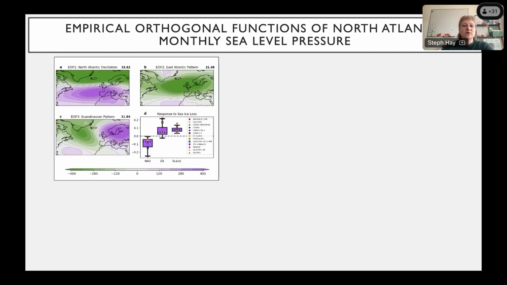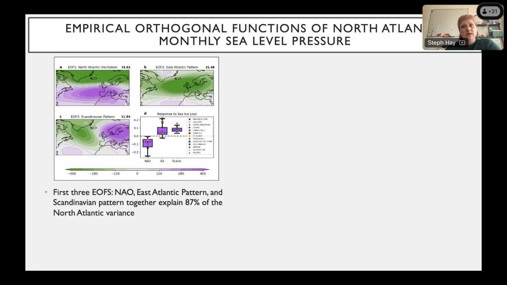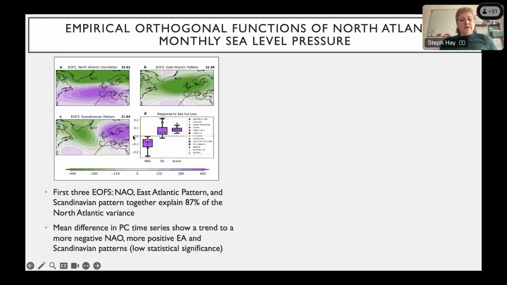So moving on, first we looked at EOFs of North Atlantic monthly sea level pressure. This is an ensemble mean of all the models that participated in PAMIP. And you have the first 3 modes of variability, which are the NAO, the East Atlantic pattern, and the Scandinavian pattern. Together they explain 87% of the variance in the region. If you take the mean difference in the principal component time series, you can then look at how these modes of variability might trend in the future.